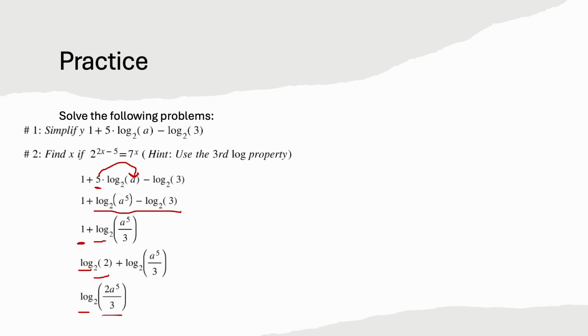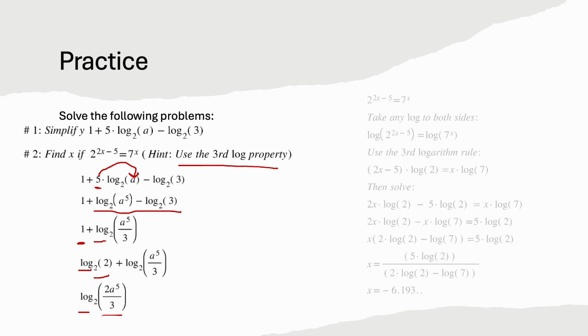Okay, so the second problem. Find x if 2 to the 2x minus 5 equals 7 to the x. Now this one, if I'm being honest, is probably the kind of problem that I struggled with the most when I started learning logs, because there isn't a clear way to use logs in here, right? We're not saying log base something. We're not using the actual function, but we're saying we can use logs to find this. And I gave you a hint. Use the third logarithm property, the one that says if we have a constant times some log, we can put the constant in the exponent, right? But it's still tricky. So let's just get into it.